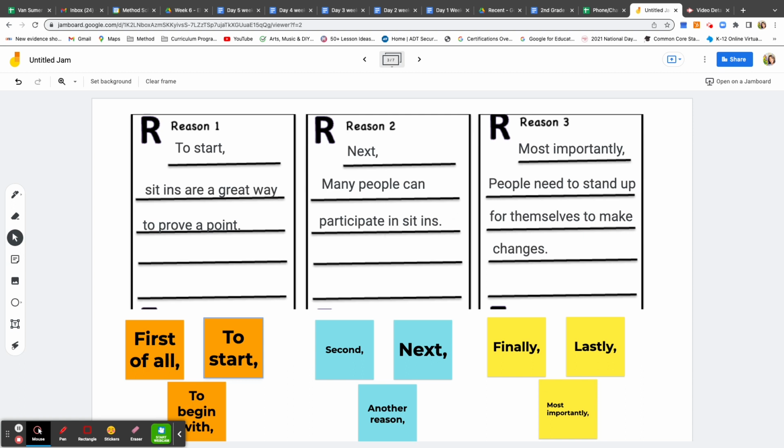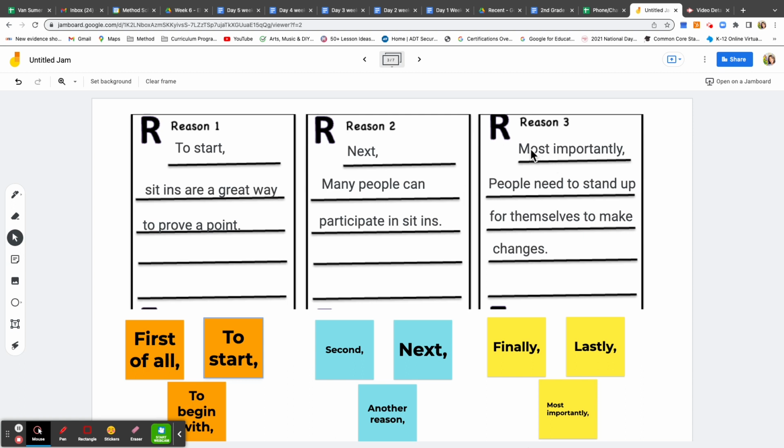The last part is our third reason. Many times when we write an opinion, we save the best for last because it's what is usually remembered by our readers the most. I want you to think about a third reason you agree or disagree with sit-ins. Pick your sentence starter. You can use finally, lastly, or most importantly. Maybe you have something different you want to use, and that's okay too. Then write your third reason.